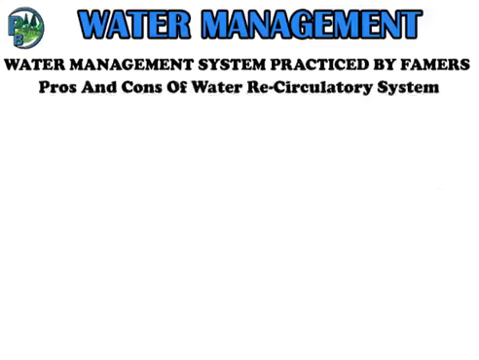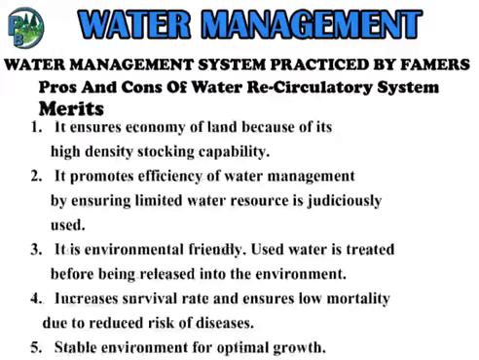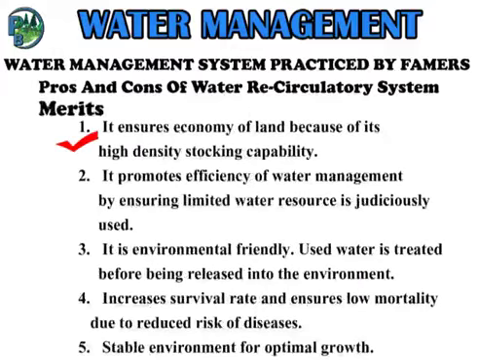The pros and cons of water recirculatory system. Its merits are as follows. 1. Water recirculatory system ensures economy of land because of its high density stocking capability. 2. It promotes efficiency of water management by ensuring limited water resource is judiciously used. 3. It is environmental friendly.